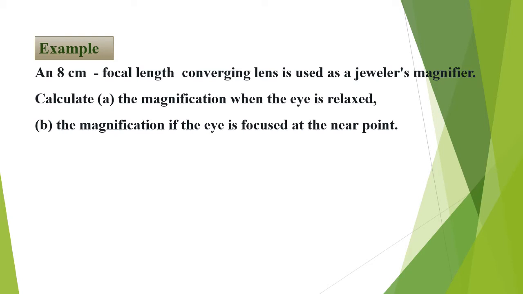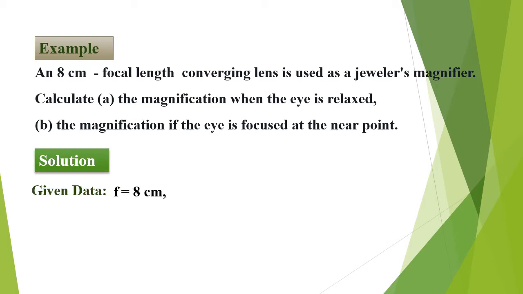Relaxed eye case means the rays entering the eye are parallel to each other. Near point means the eye is under strain, that is, the image is formed at the least distance of distinct vision. So, solution. Given data: focal length of the lens is 8 cm, and least distance of distinct vision or near point for a normal human being is 25 cm.